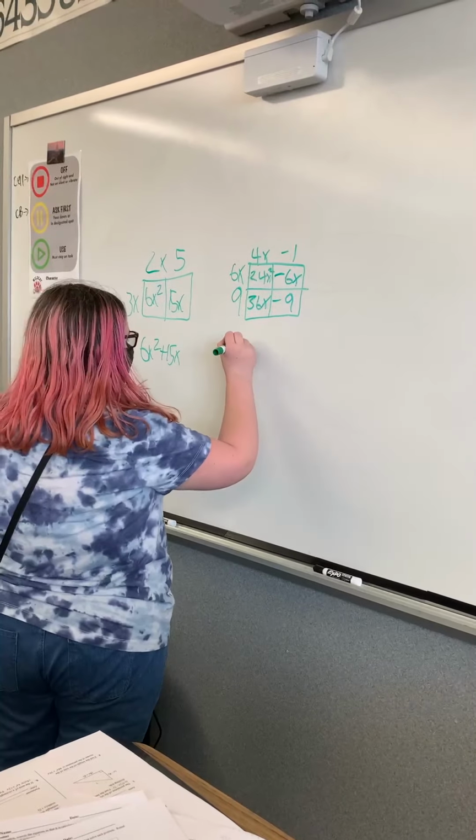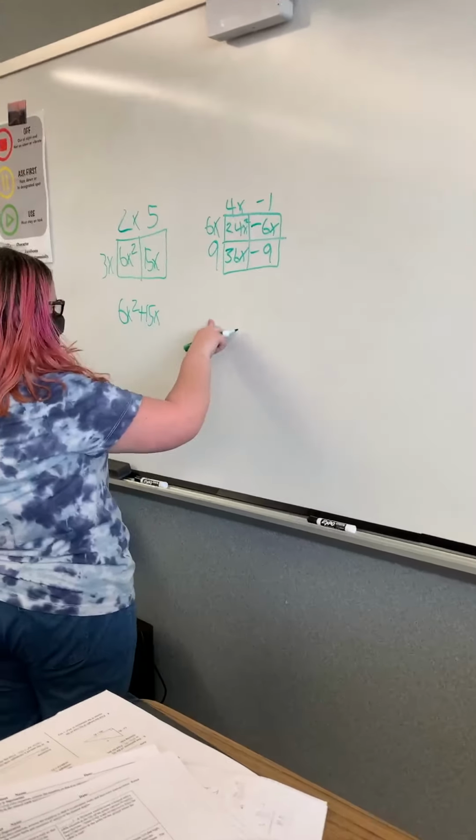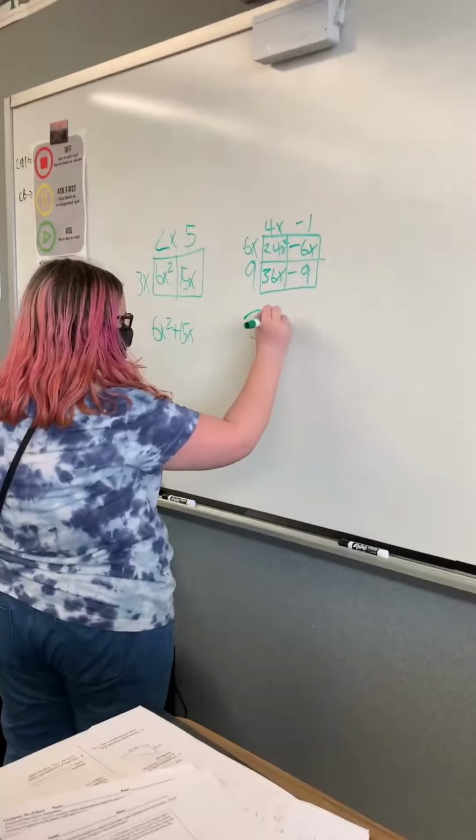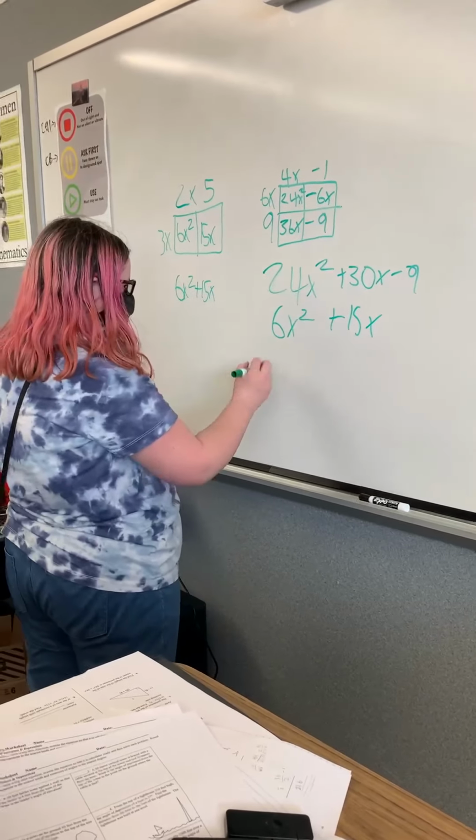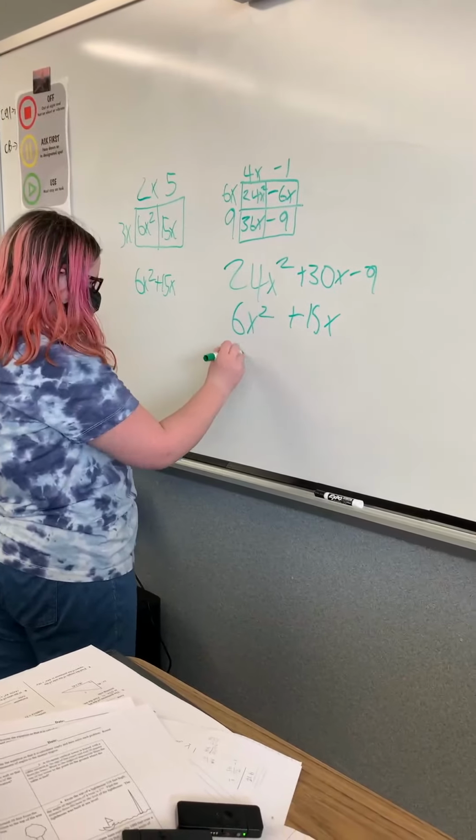I'm fine. Okay, so what do we have for that one? We have 24x squared plus 30x minus 9. The way you do your nines, you add them. Ooh, I like that. You're using the vertical method when adding that. And then you add them and you get 30x.